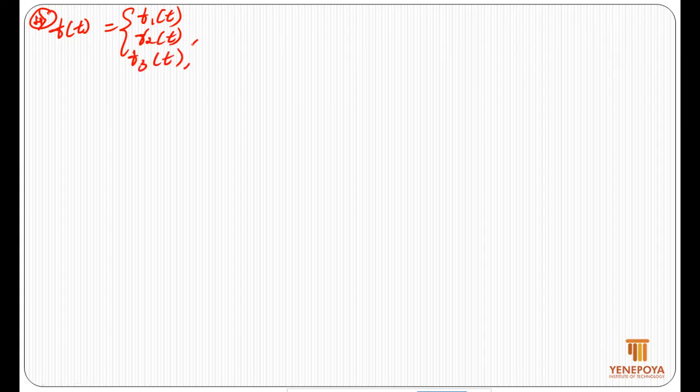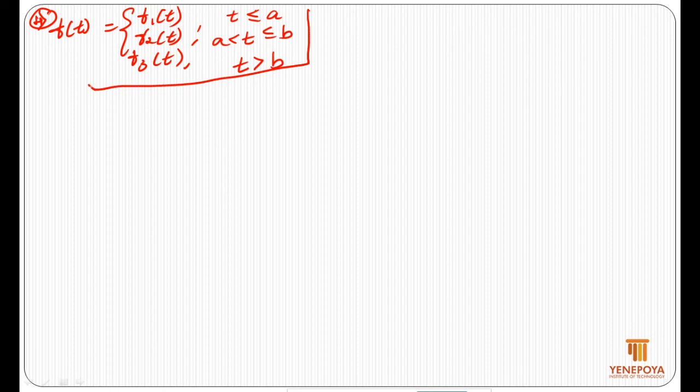In the next class, I will solve the problems related to the fourth property, that is f of t in terms of three functions f1, f2 and f3, respectively, in the limits t less than or equal to a, t greater than a and less than or equal to b, and t greater than b. By using these three functions, I will solve the problems related to three functions.